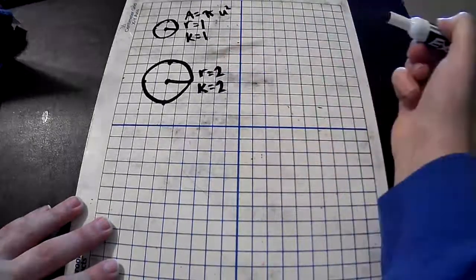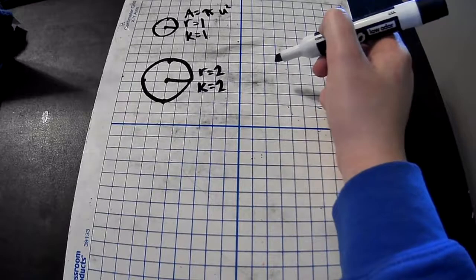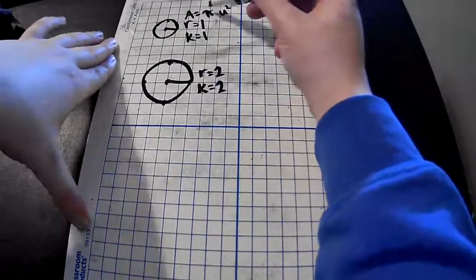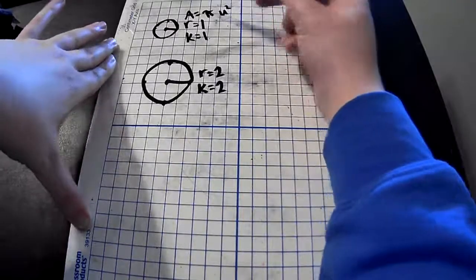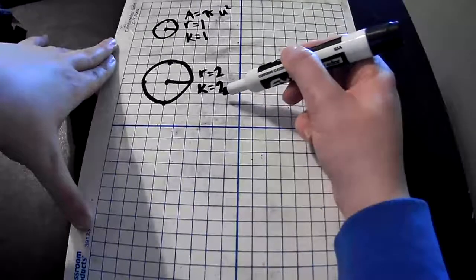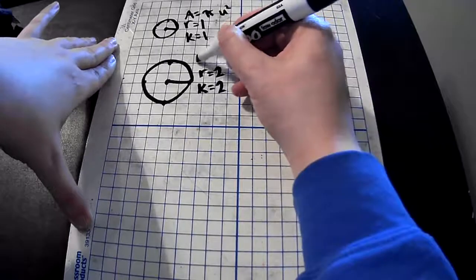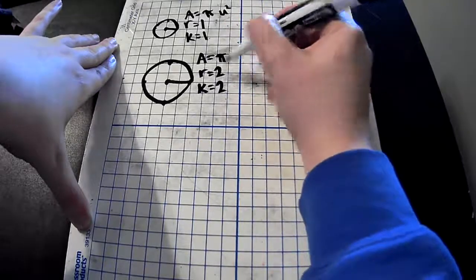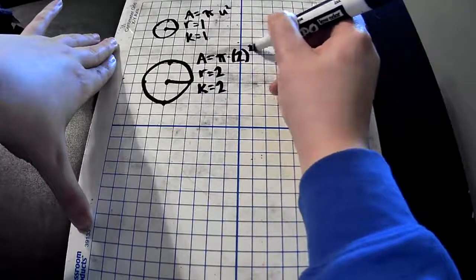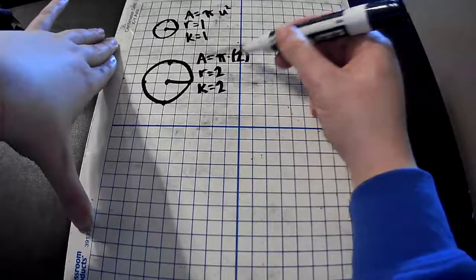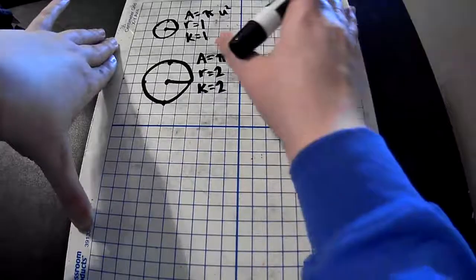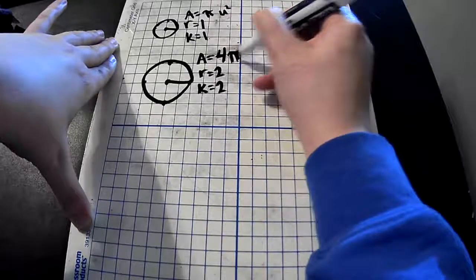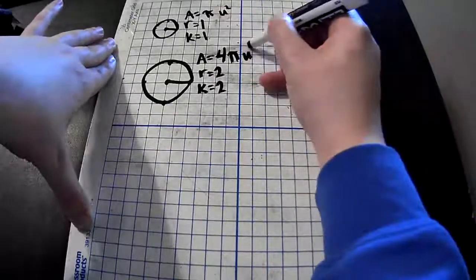It had a scale factor of 2, and if we use the pattern that we used with our rectangles in this lesson, we could take the original area of pi and multiply it by k squared. So since k is 2, we're going to do pi times k squared, 2 squared. Well, 2 squared is 4, so we would say the area for this figure is 4 pi units squared.